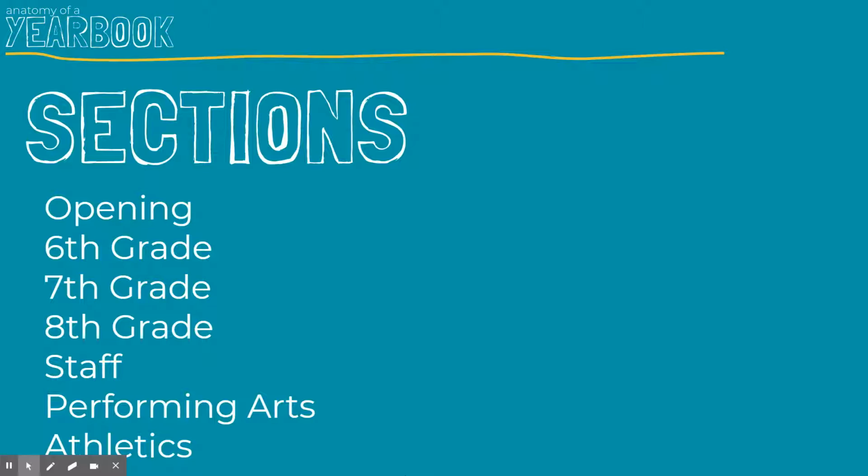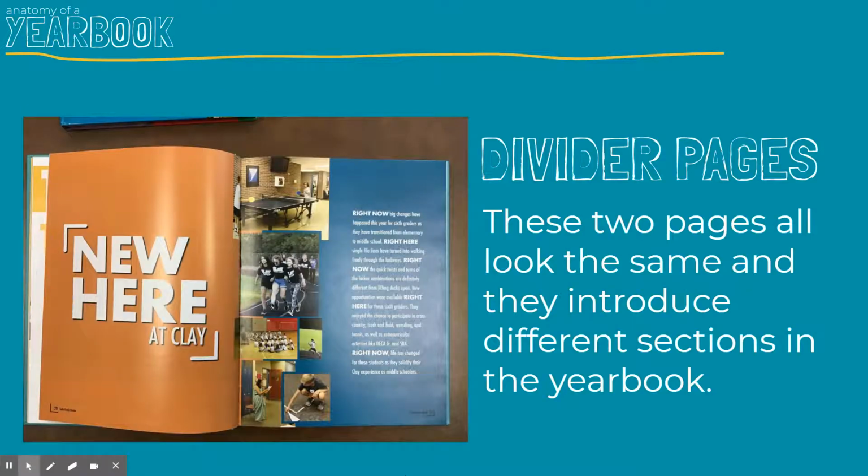Every yearbook is split into sections. Our yearbook is often split into an opening section, sixth grade, seventh grade, eighth grade, staff, performing arts, and athletics. So we will be featuring all of those sections. And each section has a divider page. These two pages pretty much look the same throughout the yearbook. They have different photos, different text, a different title, but the design is the same.